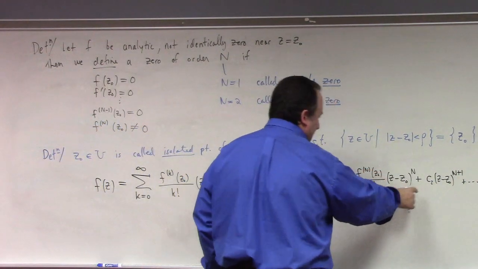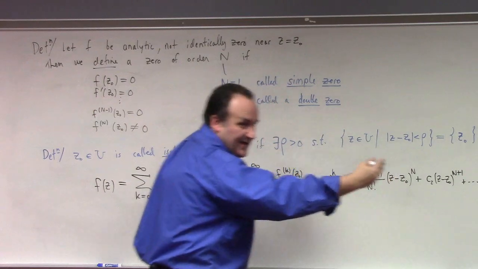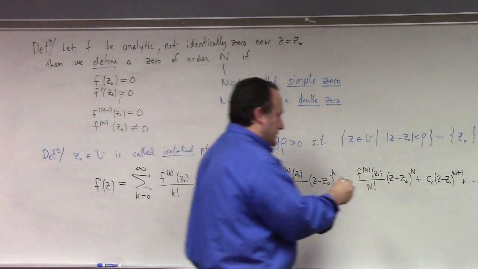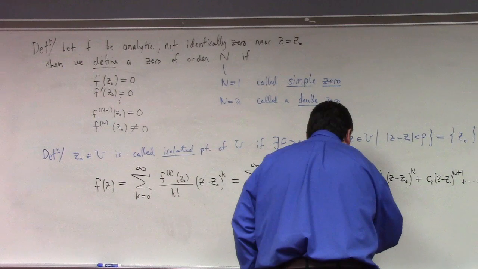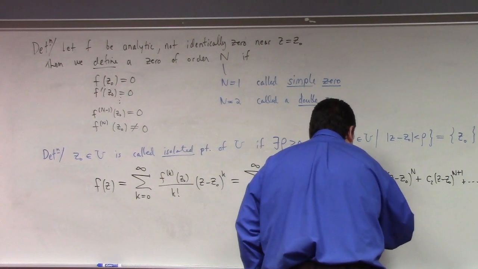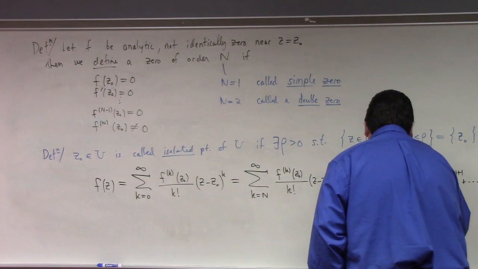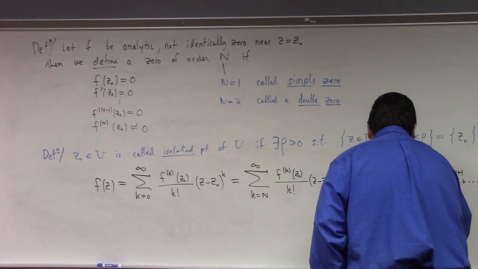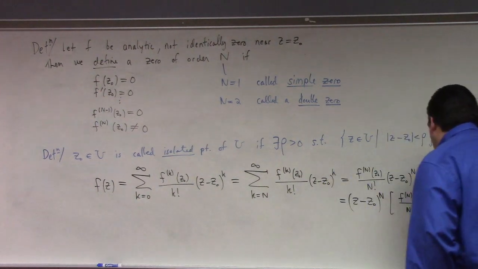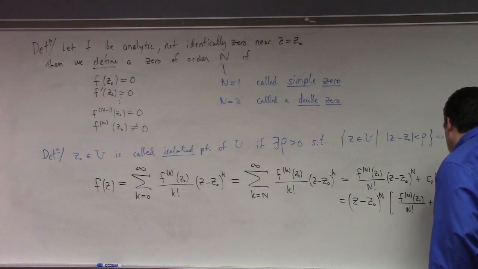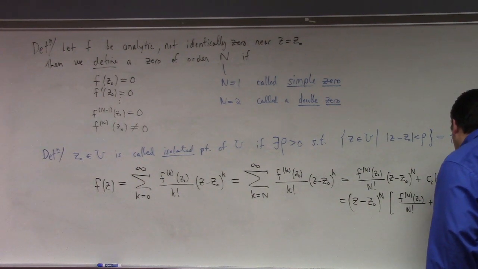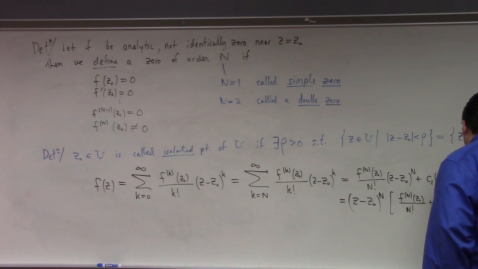You've got a (z minus z naught) to the n everywhere here, right? You can factor out (z minus z naught) to the power n, all right? And then what do you got left over? Well, you've got the nth derivative at z naught over n factorial. And I suppose the next term would be what? It would be the n plus 1th derivative at z naught divided by what? N plus 1 factorial times (z minus z naught), plus dot dot dot.